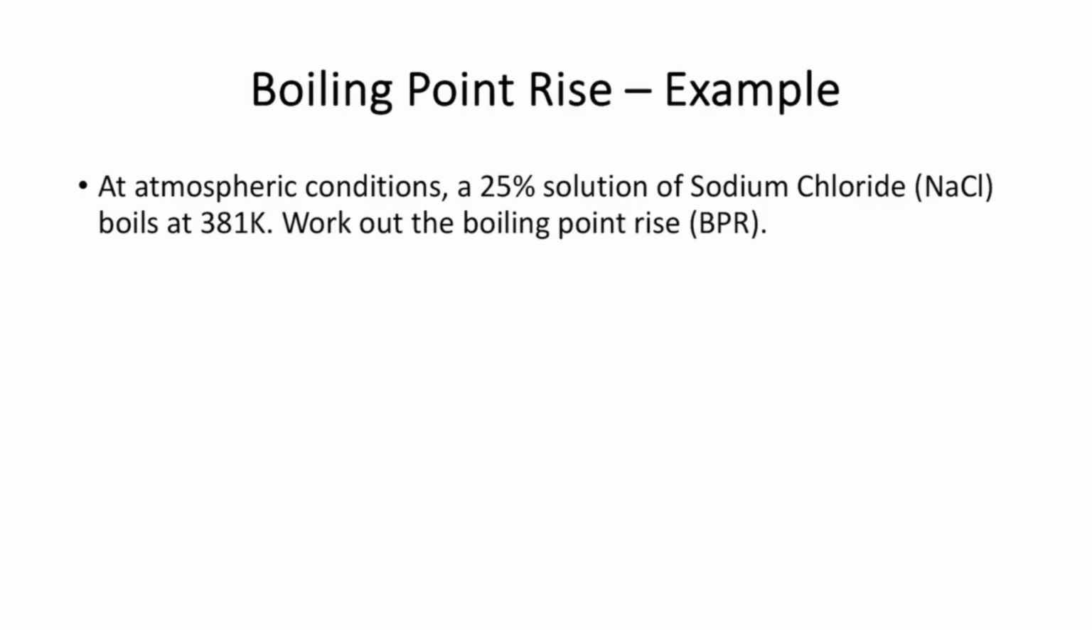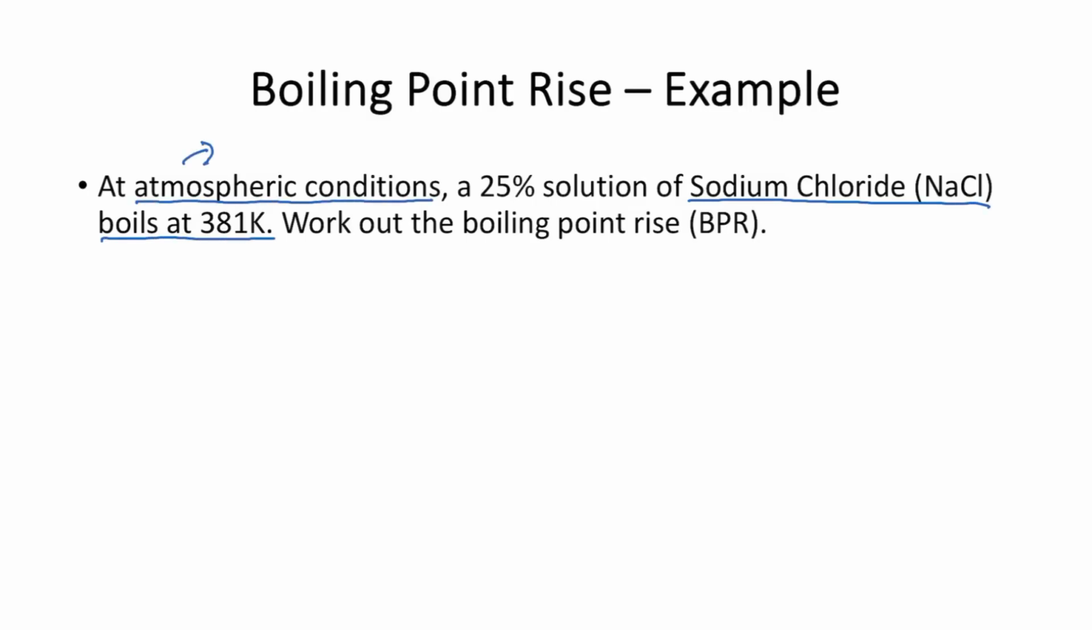Here we have an example question regarding boiling point rise. The question states, at atmospheric conditions, a 25% solution of sodium chloride boils at 381 Kelvin. Work out the boiling point rise. As we just mentioned, the boiling point rise is the difference in the boiling point temperature of the solution and that of water. The solution in this case is sodium chloride, and we're told in the question that the boiling point of sodium chloride is 381 Kelvin.